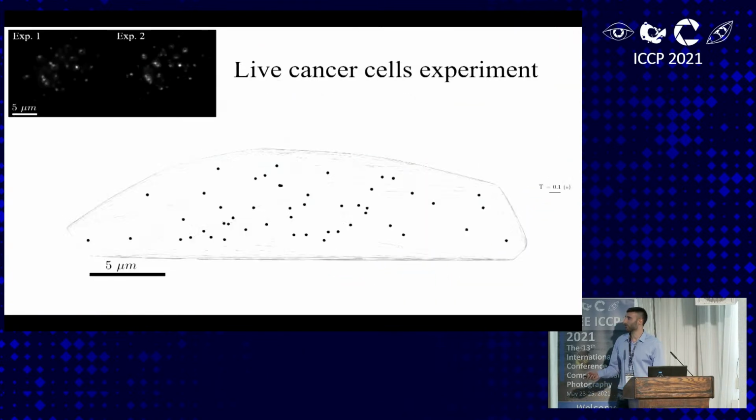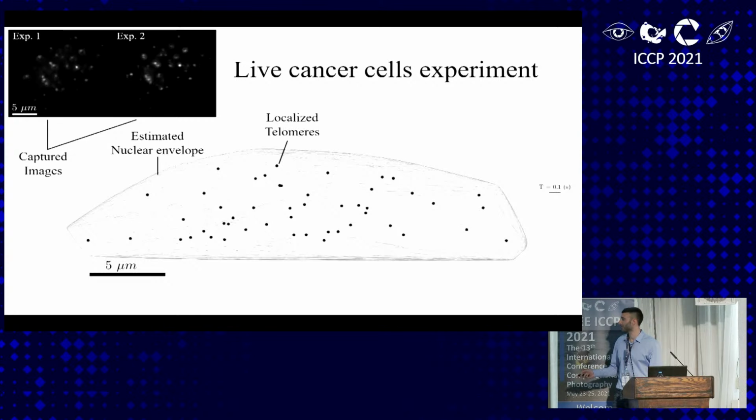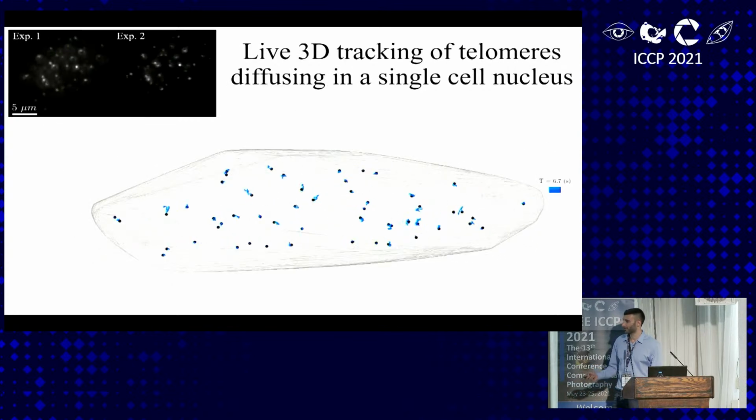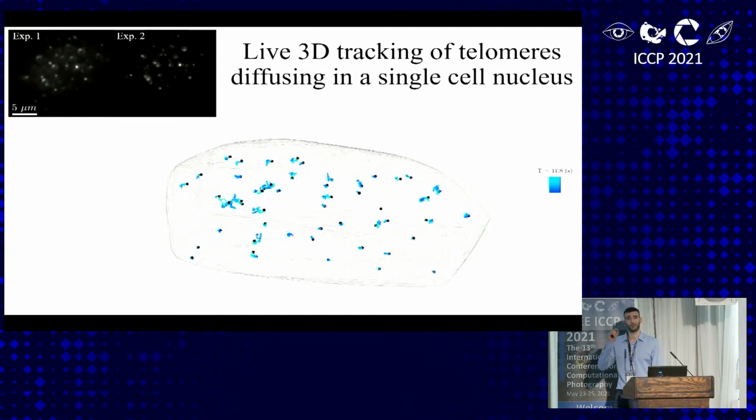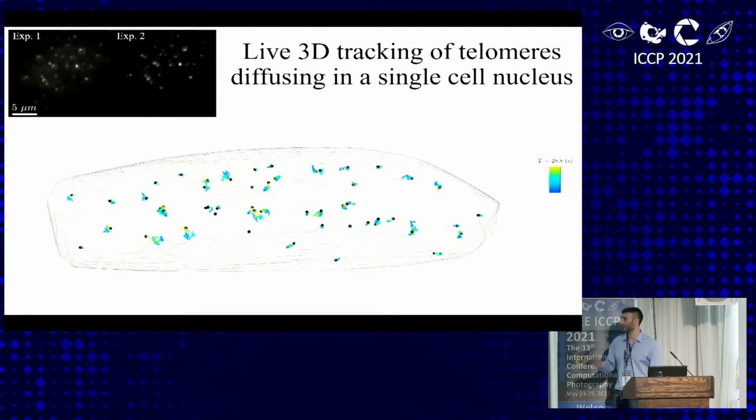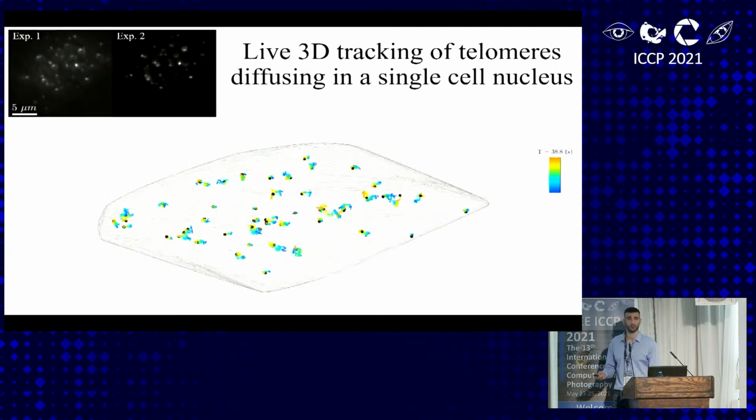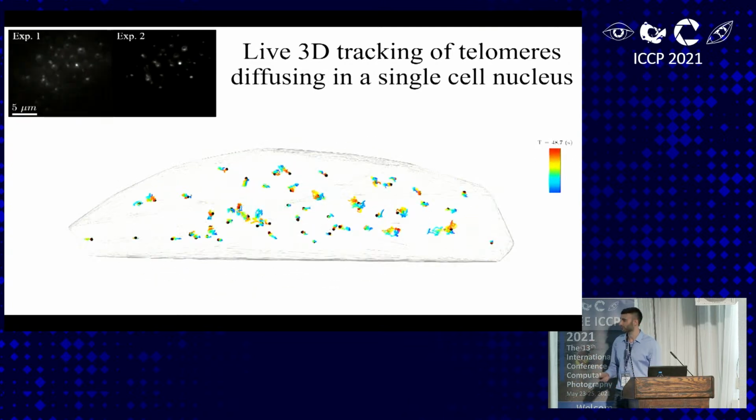Okay, so to answer this question, we performed a live cancer cell experiment where we track the telomeres of a cancer cell over time. Here you see the captured images in the microscope, and here you see the estimated nuclear envelope, the localized telomeres, and the tracking time bar. If I play this movie, you can see that the network is able to localize all of the visible telomeres very accurately, tracking all the different diffusion behaviors across the entirety of the nucleus.